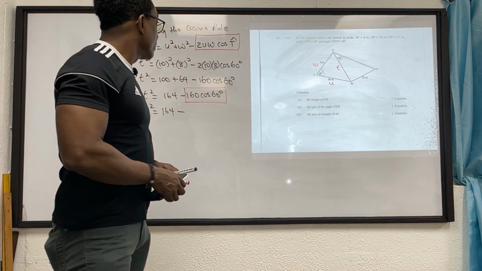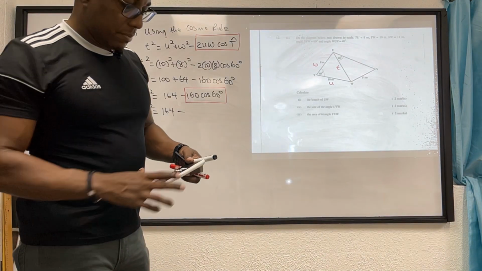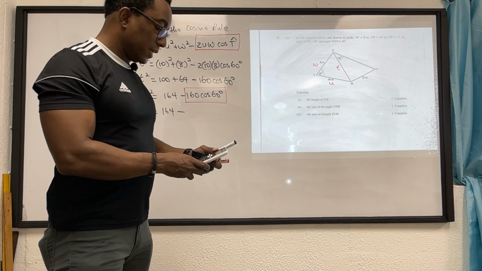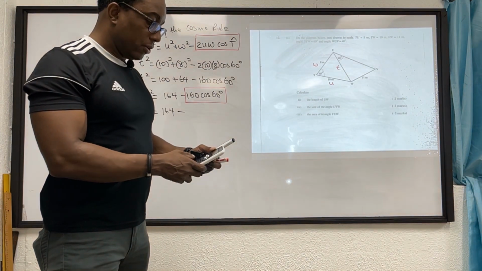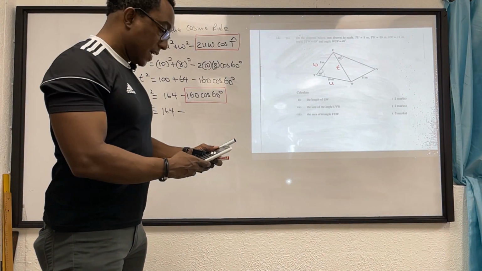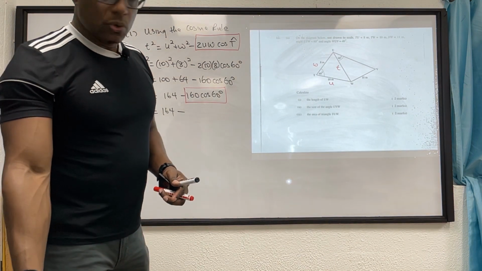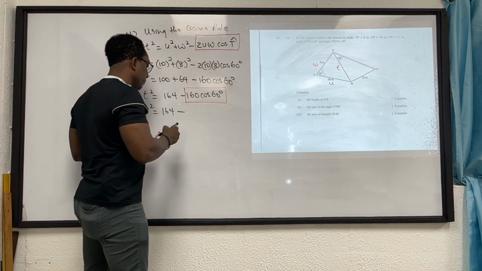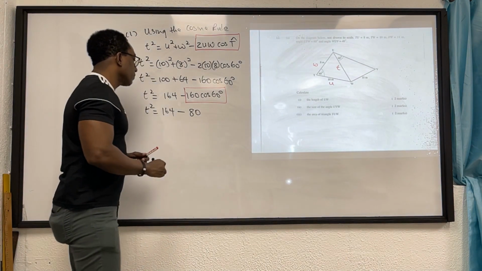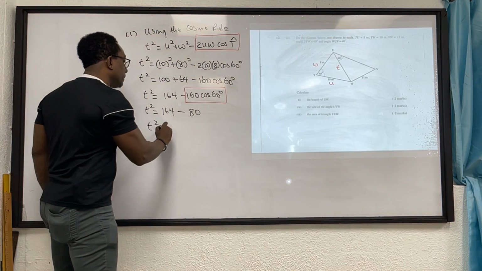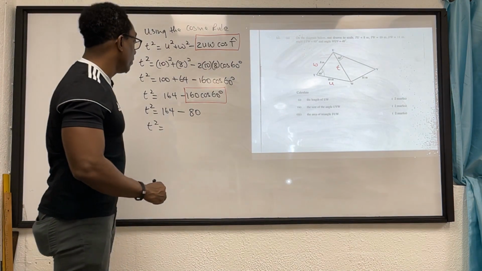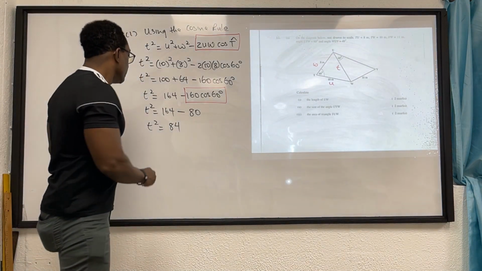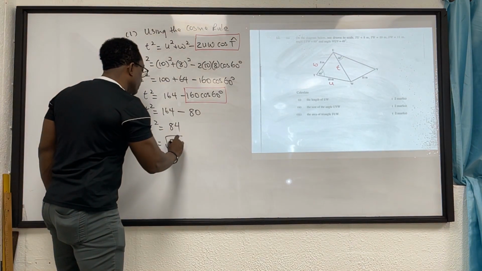So this will be T squared is equal to 164, subtract, let's work out what is 160 cos 60 degrees. So we go to our calculators, make sure your calculator is in degrees, and this will be 160 multiplied by cos 60 degrees, and that will give us 80. So this will be 160 cos 60 will give us 80. And therefore T squared will be equal to 80 from 164 will give us 84. And to find the T will be equal to the square root of 84.